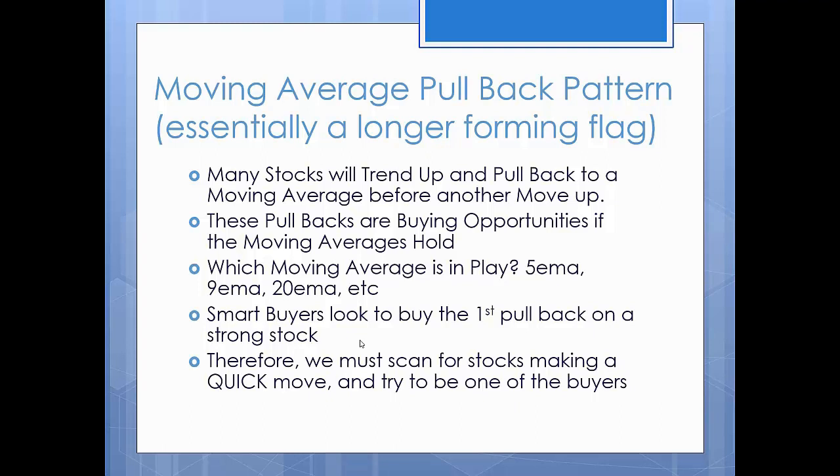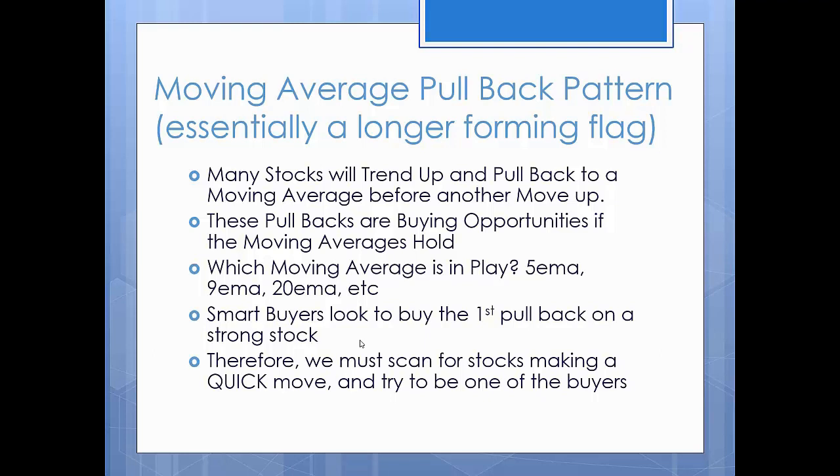So we have to see which moving average is in play, whether it's the 5, the 9, the 20, the 50. There's often a moving average for a stock, whatever stock it is. It's going to choose a moving average, and that's going to be the one that's well respected throughout the day. So the smart buyers are going to look to buy that first pullback, that first bounce off the moving average. So there are traders that just wait for the bounces off the moving averages.